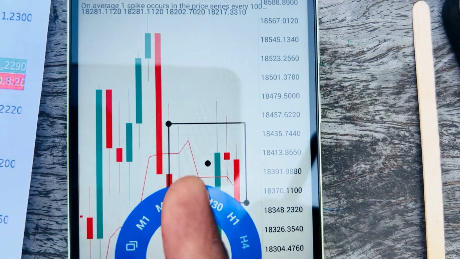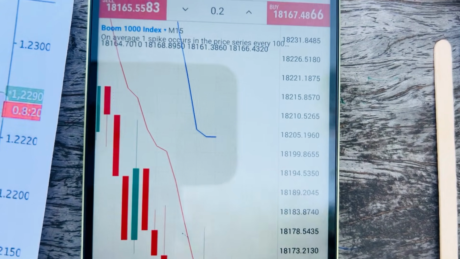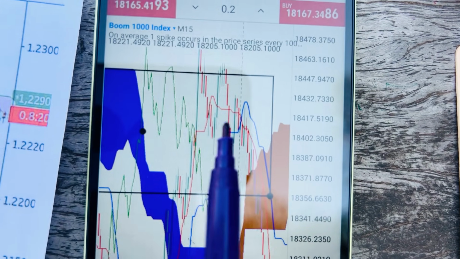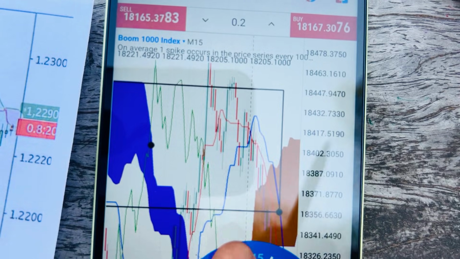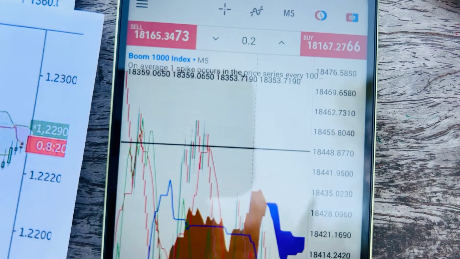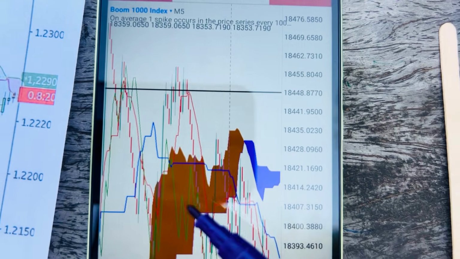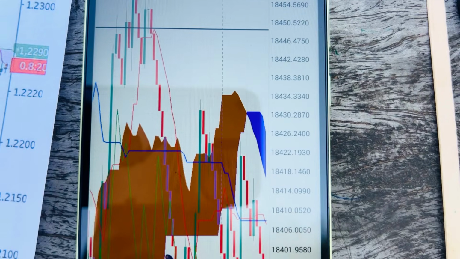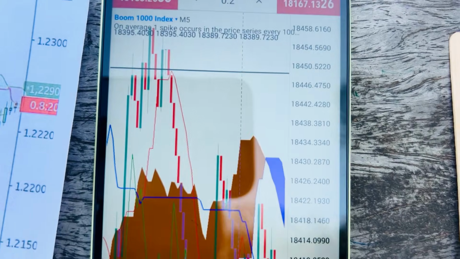So we go to the 15 minutes, and then we zoom out, and we know we don't want to use 15 minutes. We want to actually cross over there, and we go to 5 minutes. We zoom like this. Now we had a crossover here. You can see, and we can zoom in. We sell here. That's it.